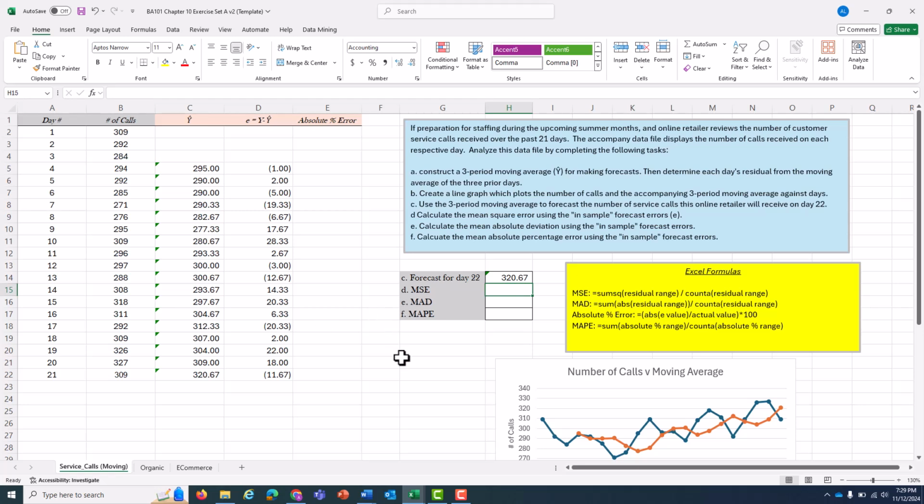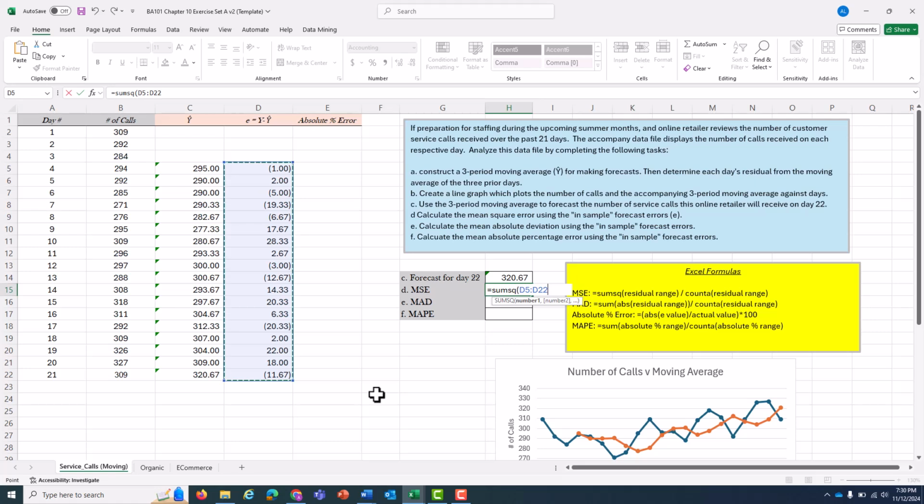But how good of a predictor is this really? Well, the graph shows that we're pretty close over here, but we can take some more advanced metrics if you wish. And the first is going to be the mean square error. I have the formula listed in the box on the side over here. All this really is the average of the square of our residuals. So I can put that in as equal to the sum of squares of our residual range, and that will be everything that we have marked by E, all the way from cells D5 down to D22, divided by how many residuals we have, which we can find as the COUNTA of that very same range.